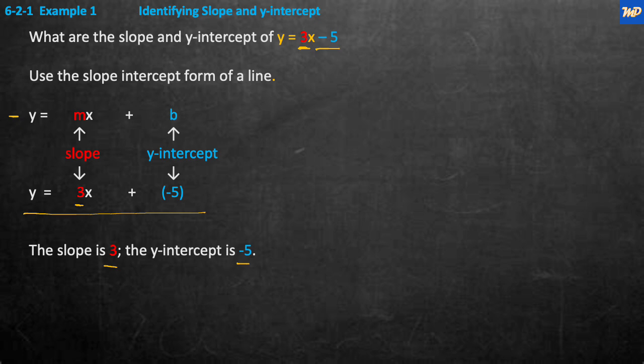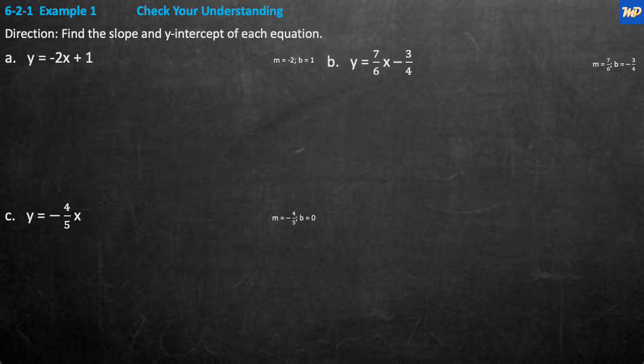Okay, example 1, check your understanding. Directions: find the slope and y-intercept of each equation. And there are 3 of them here. I'm trusting you've been with me before. If not, if this is your first time, I'm asking you to pause the video and try these on your own. Now, when you come back and restart the video, we'll work them together, okay? I'll wait for you to get this process started.